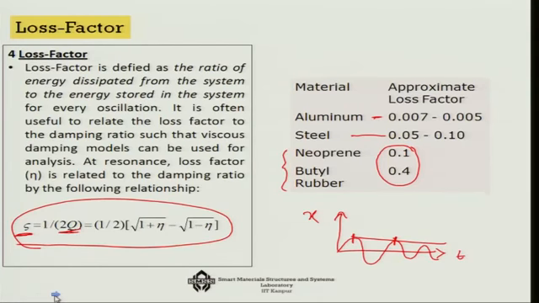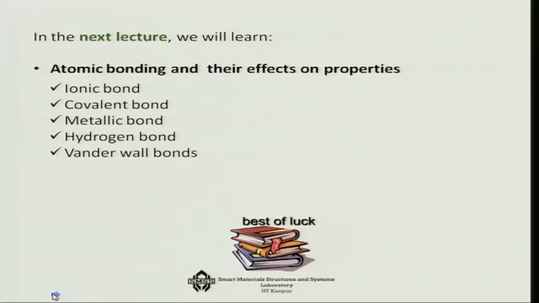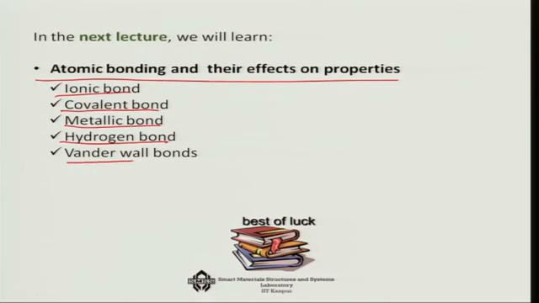So, that is broadly the mechanical properties that we have discussed. In the next lecture, we will leave the mechanical properties. We will try to find out the source, the reason of these mechanical properties, and we will start with atomic bonding. We will go to the very core issue of atomic bonding, and we will see things like the ionic bond, covalent bond, metallic bond, hydrogen bond, and van der Waals bonds. So, once we understand these, we will be able to explain these properties with the help of atomic bonding. Thank you.